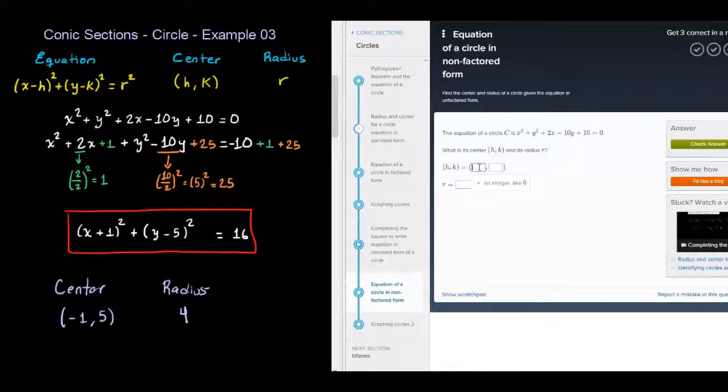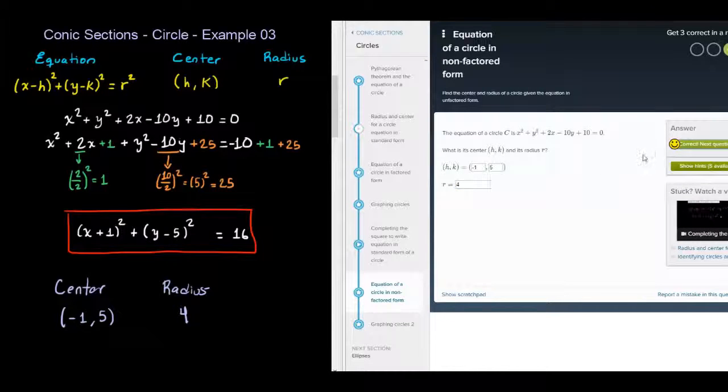So the center is -1, comma, 5, and the radius is 4. We check this out, and we see we are right, and that will be it for this example.